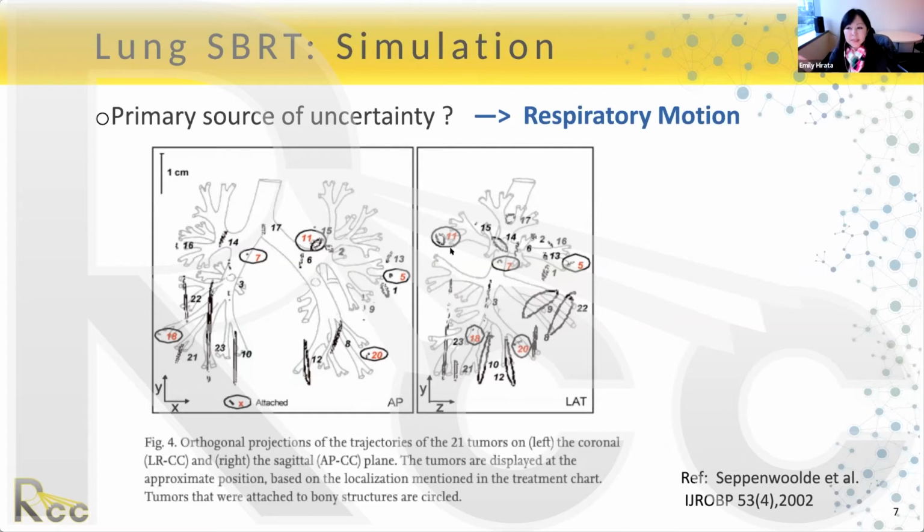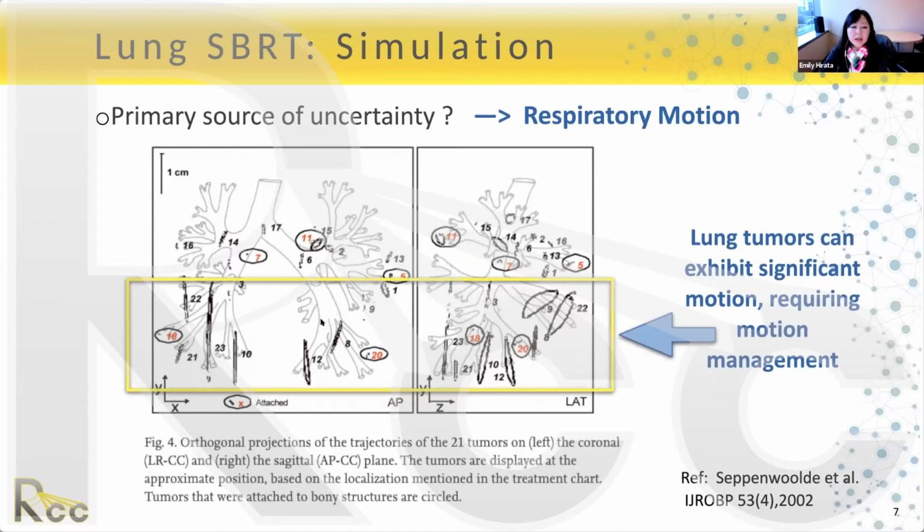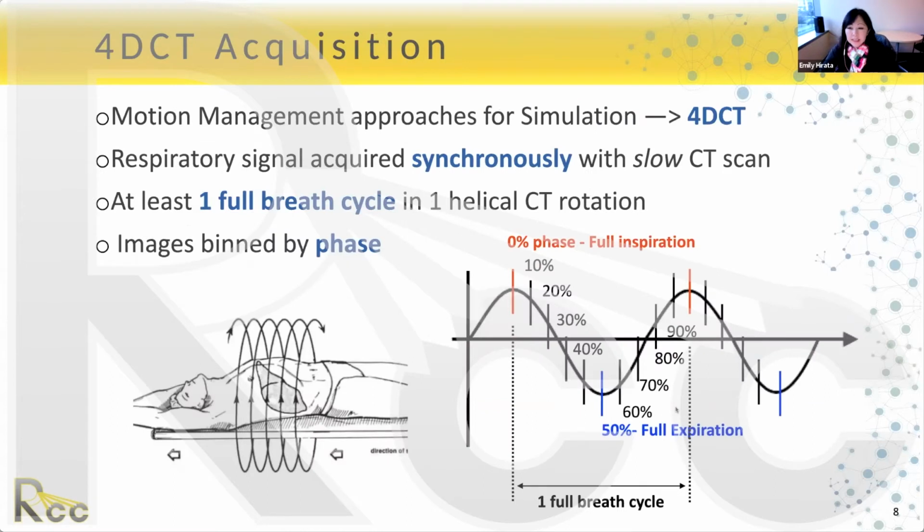And that makes sense when you think about it. But it's the tumors that are not attached, certainly the tumors that are near the base of the lung, that tend to exhibit more significant motion. And this is really why we want to manage this motion, understand it, characterize it, and account for it in our SBRT treatments. So 4D CT acquisition is a key tool that we use to manage motion, especially in lung.